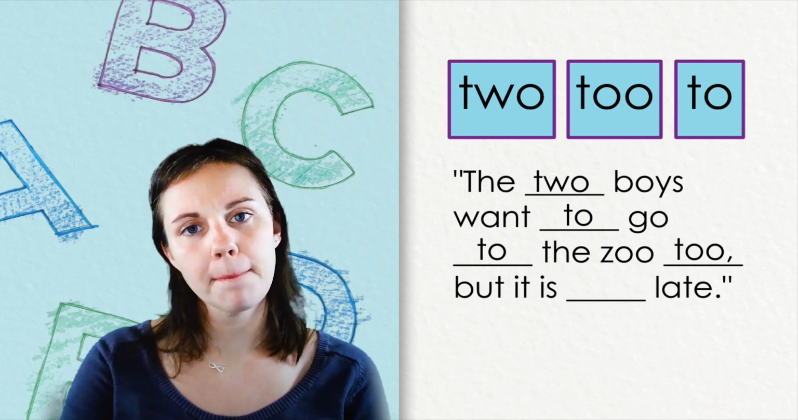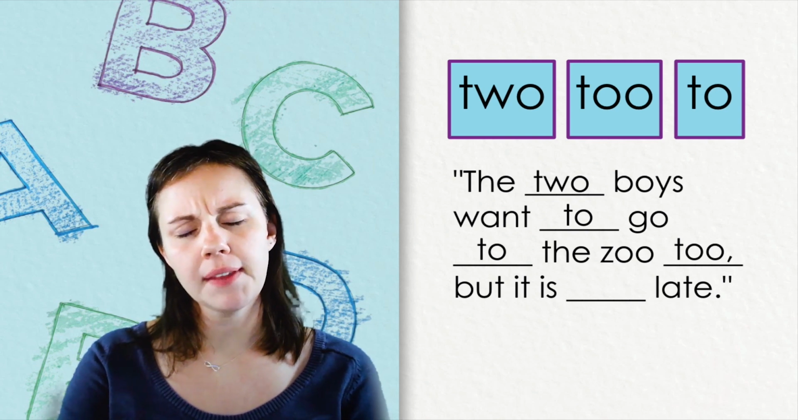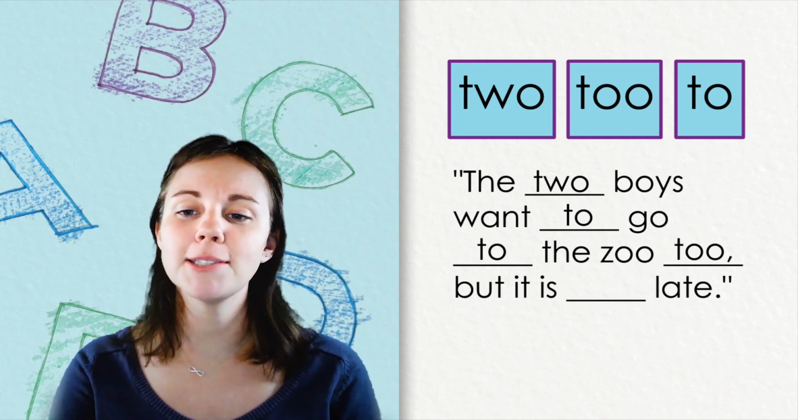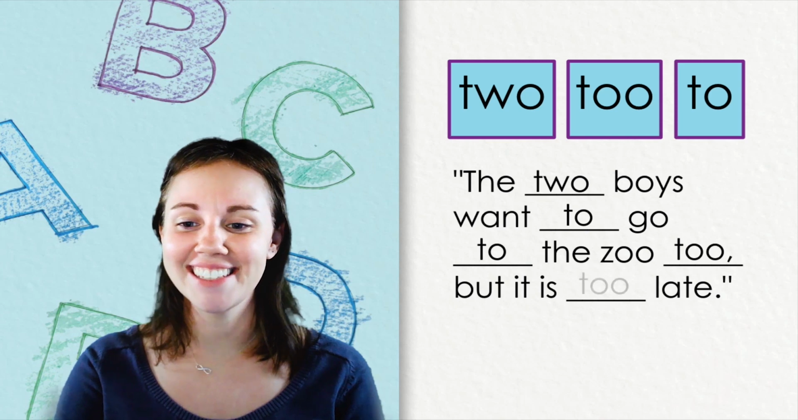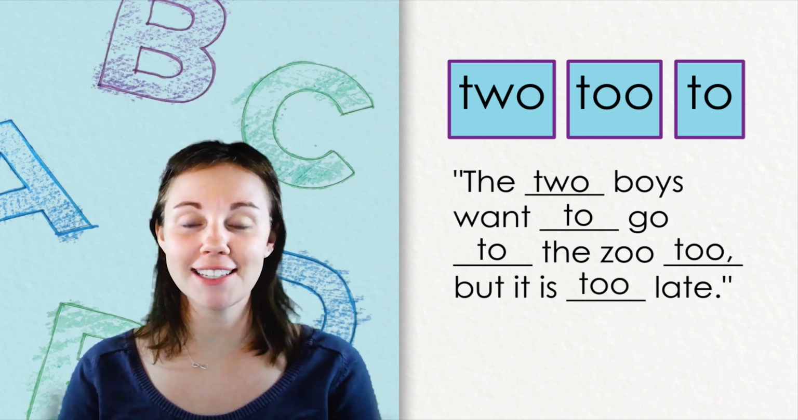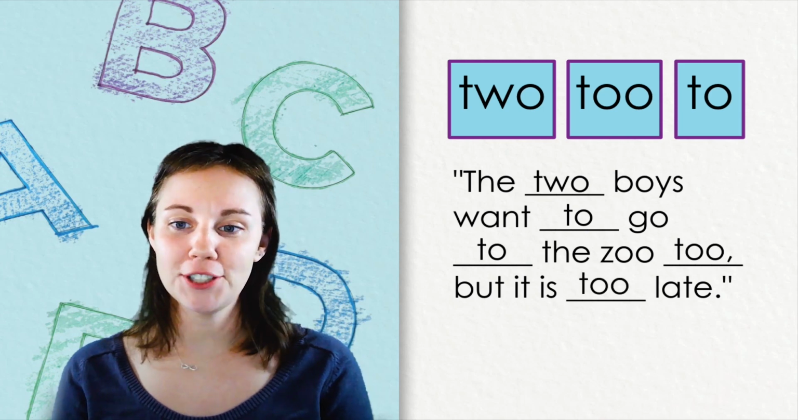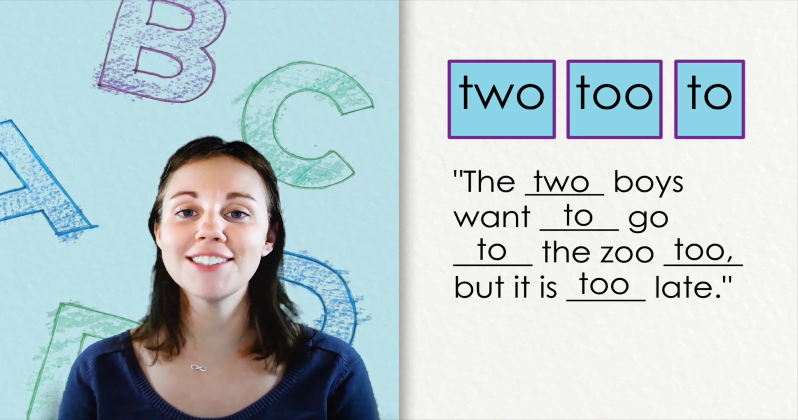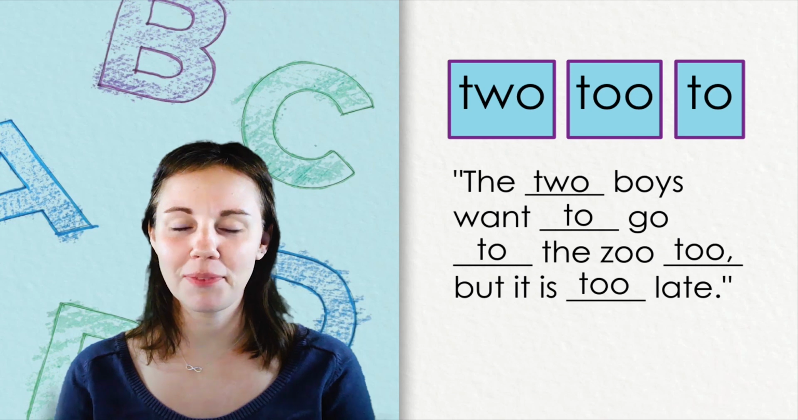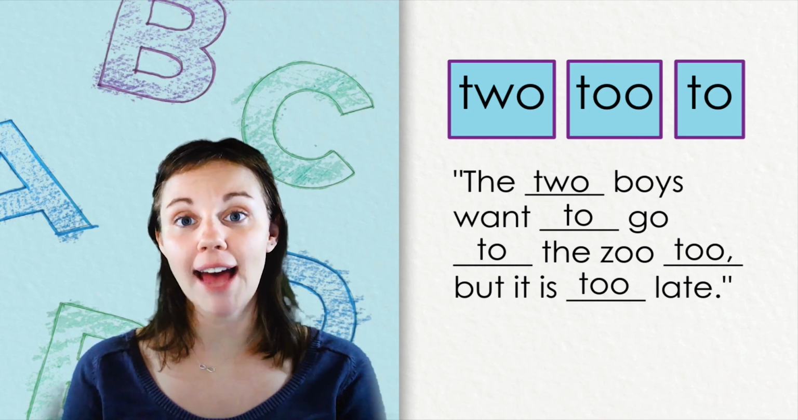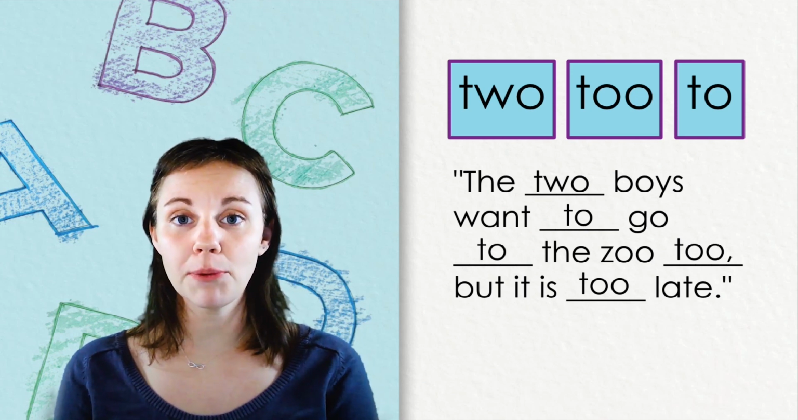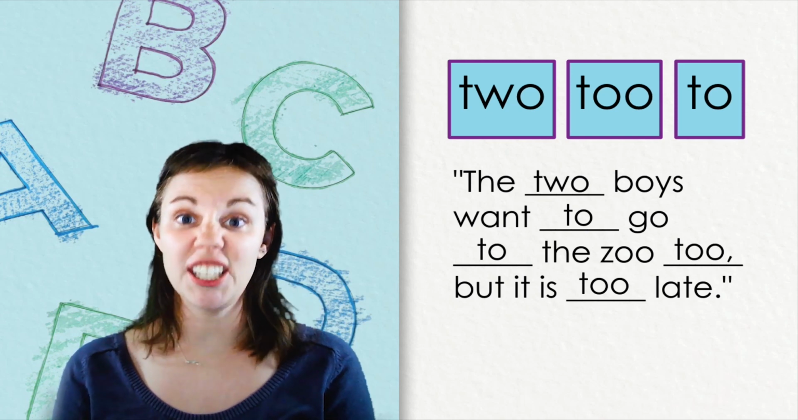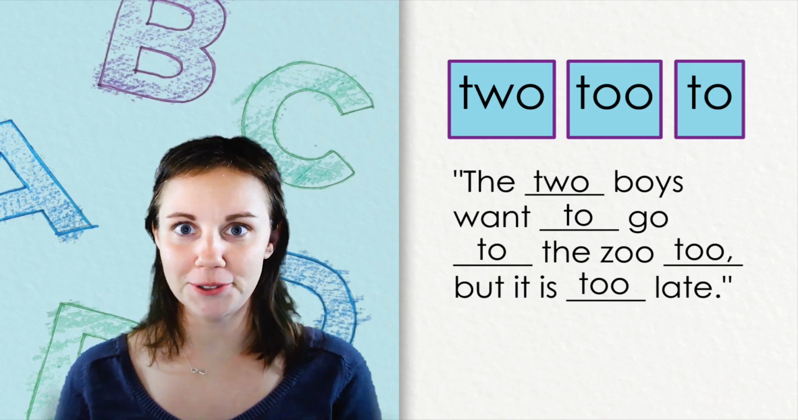late. The number doesn't make sense, and neither does direction. It must be TOO again. Read the full sentence with me. The two boys want to go to the zoo too, but it is too late. Remember, those are called homophones. That's when a word sounds the same, but is spelled differently and usually means something different too.